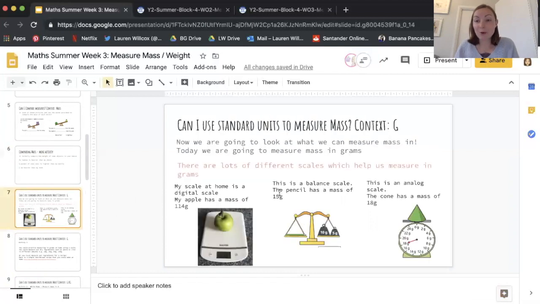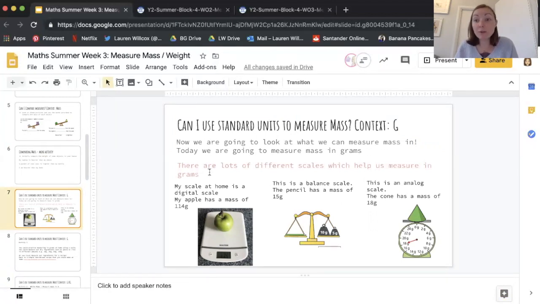Okay, well done for going around your house and finding all those things to compare their mass. I look forward to looking at all of those pictures if you've taken any. What we're going to do now is use a standard unit to measure mass. And that standard unit we're going to look at today is grams. So we're going to measure in grams.